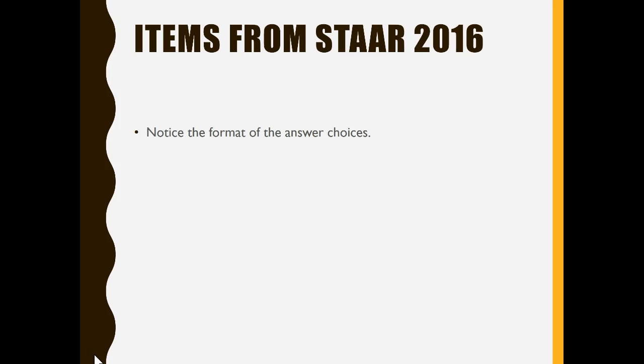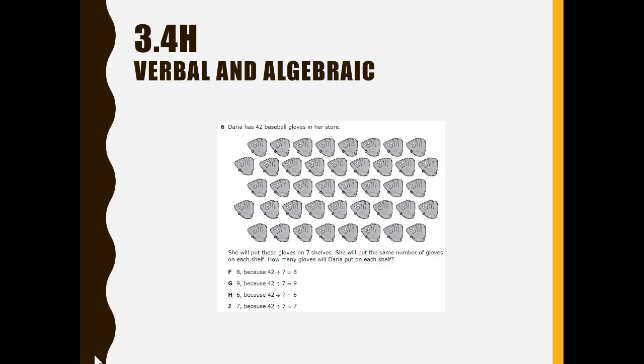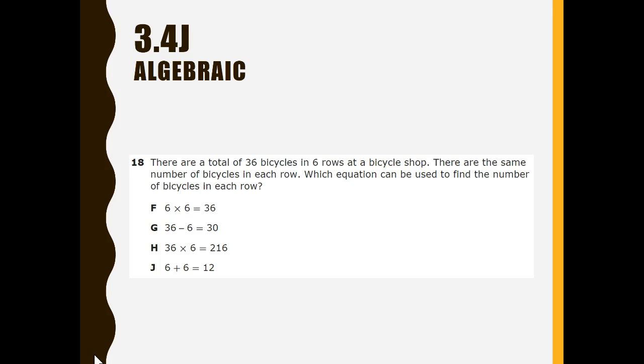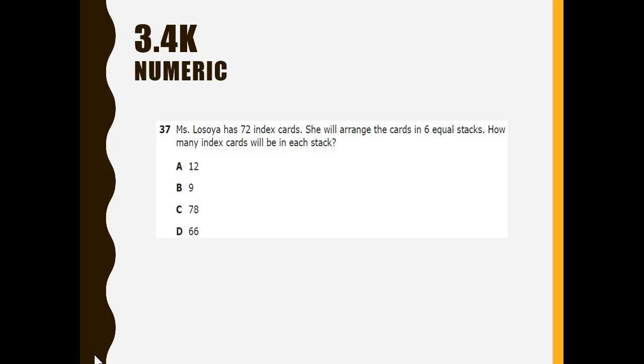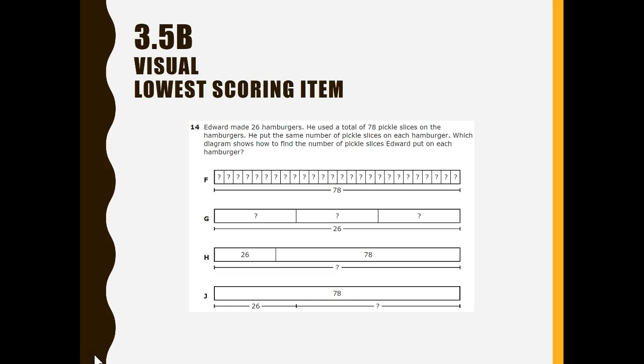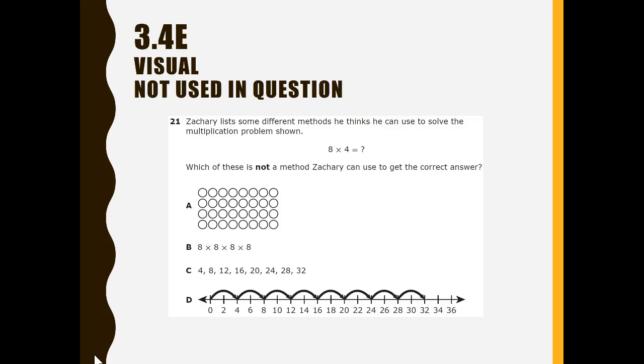So I want to show you just a few items from STAR 2016. Notice the format of the answer choices. Like number 6 is verbal and algebraic. 18 was algebraic. 37 numeric. And then our lowest scoring item was a visual using diagrams.